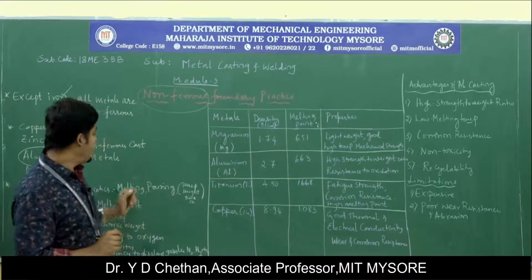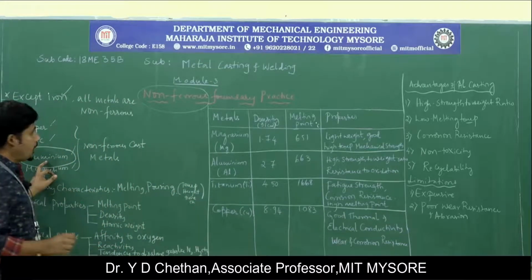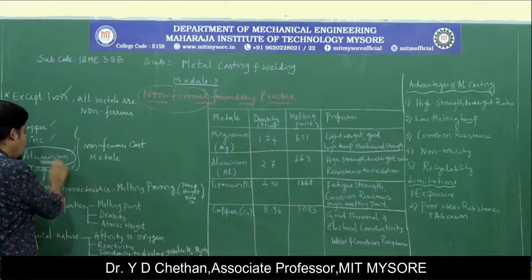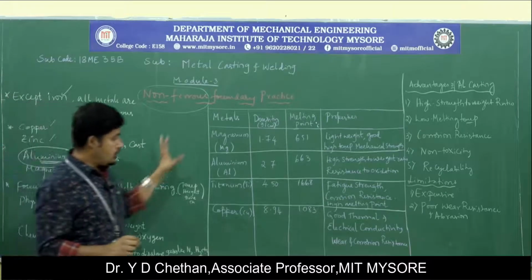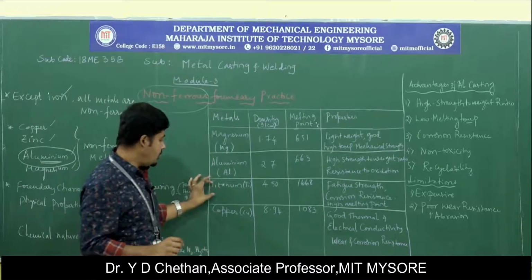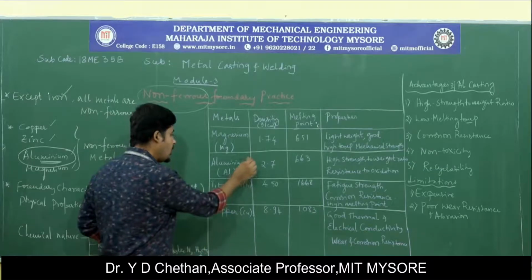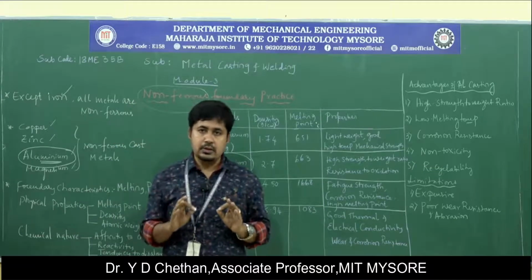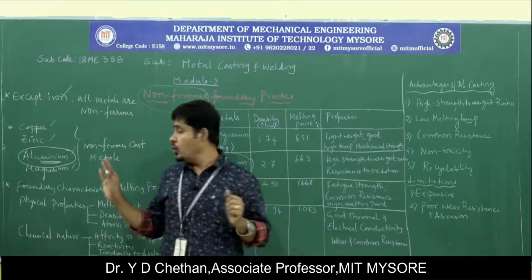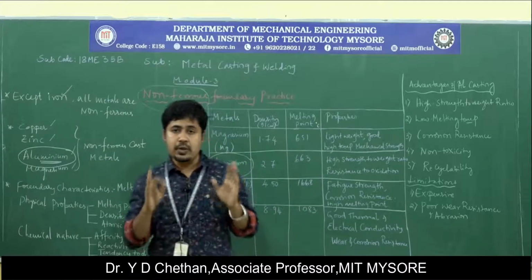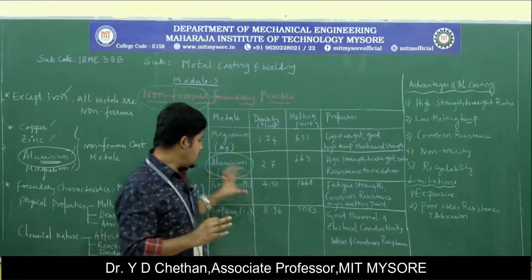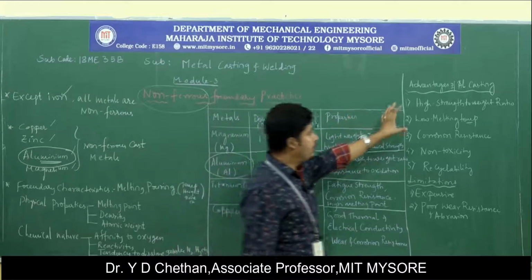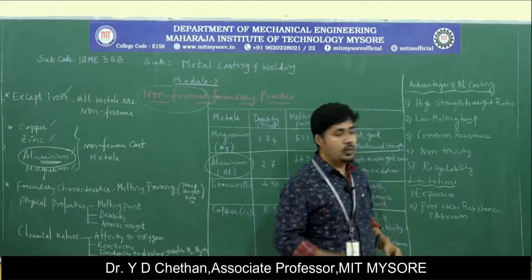So, let us take up the first segment, that is the advantages of non-ferrous cast metal, precisely on the aluminum. Okay. We are not concentrating on the magnesium or titanium or copper, we are concentrating on the aluminum non-ferrous cast metals. Since this particular non-ferrous cast metal is mentioned in your syllabus, we are only restricting our lecture to aluminum. So, let us take the first segment, that is advantages of aluminum casting.